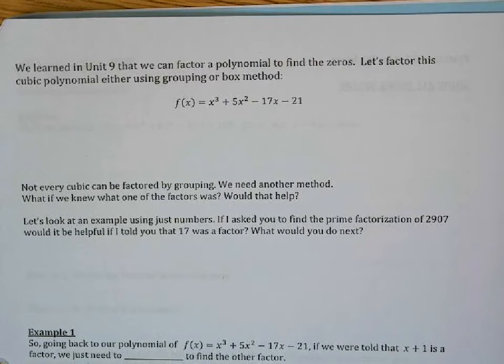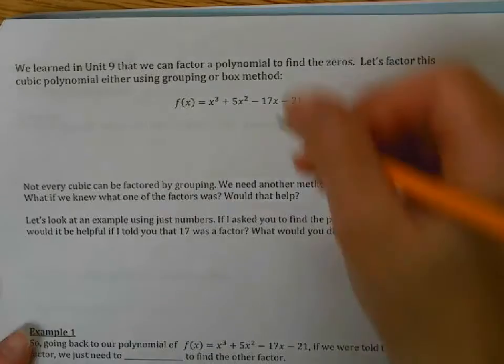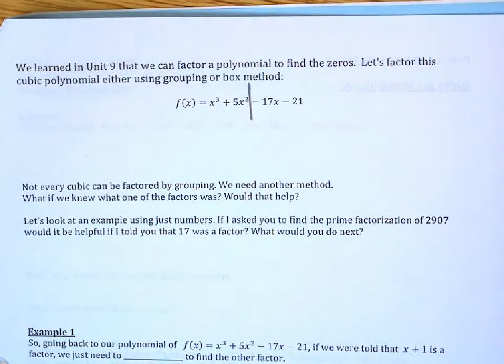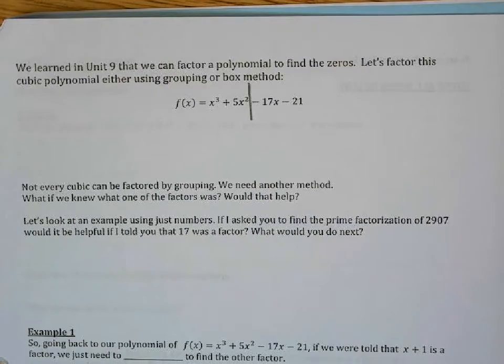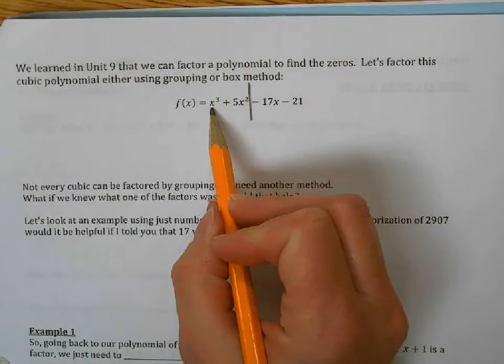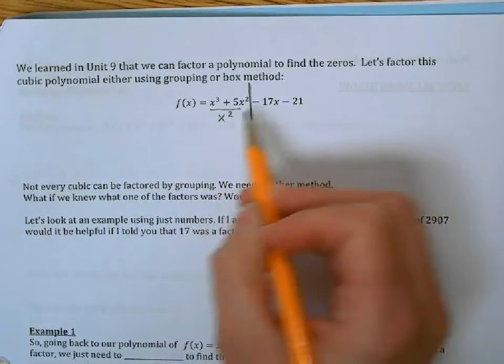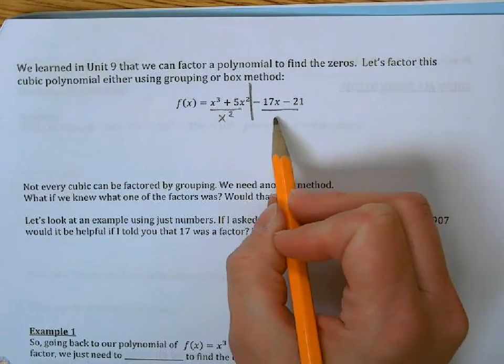So my first step is I split it right down the middle, right? Okay, split it right down the middle. And let's see if you can do it on your own. Let's see what you guys remember. Let's take a look. Factor by grouping. What's the GCF on this side? X squared. What about over here? What's the GCF?